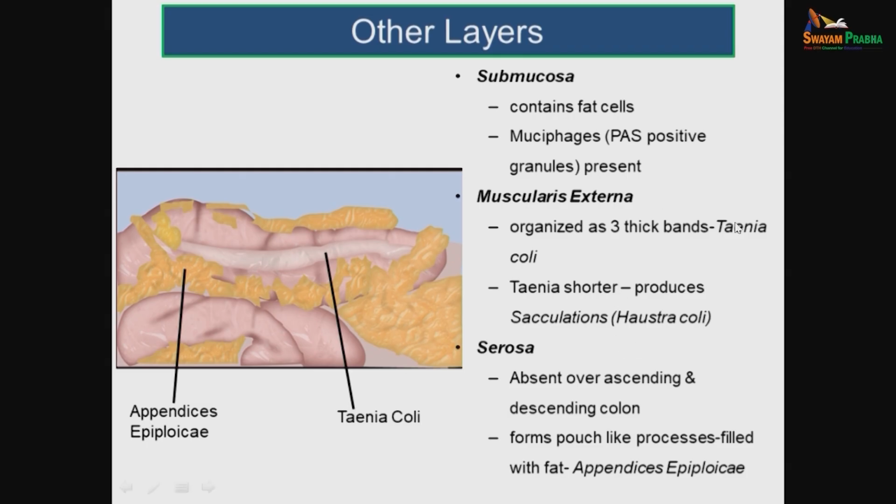Coming to the muscularis externa layer, we already saw that unlike the small intestine, here it is organized as 3 thick bands.